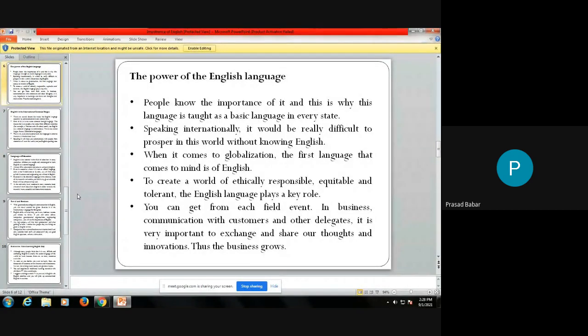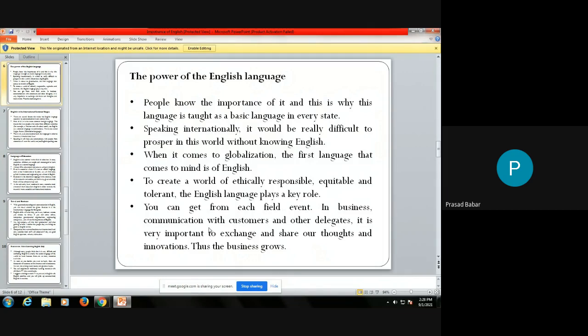आता 29 म्हणजे 12 आहे, 12 प्लस 18. You can get from each field event. 4096. हेच काय, हे शॉर्ट ट्रिक आहे. ओके, हे आपण पुढचं सेंटेन्स बघू.